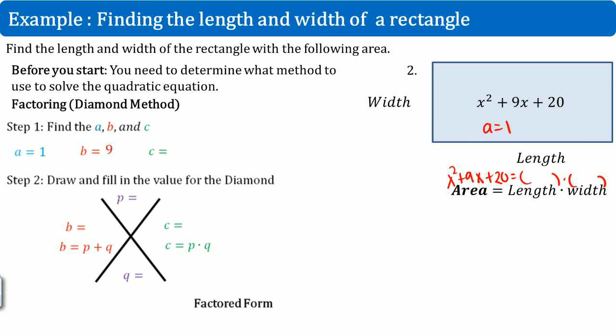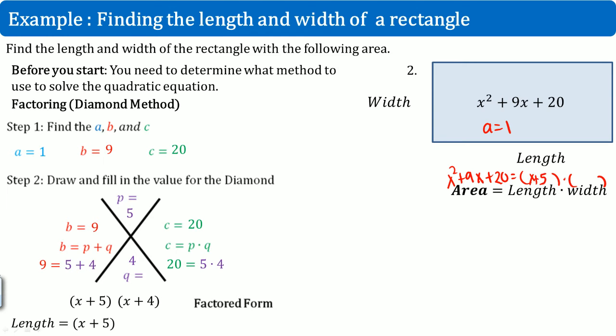A was equal to 1, b was equal to 9, c was 20. We're going to find two numbers that multiply to 20 that add to 9. The two numbers that multiply to 20 are 5 and 4. If you add those, that also equals 9. Your two factors here are 5 and 4. So in factored form, that gets you x plus 5 times x plus 4. That is your length, which is x plus 5. And your width is x plus 4. There you go.